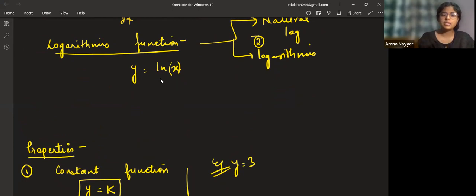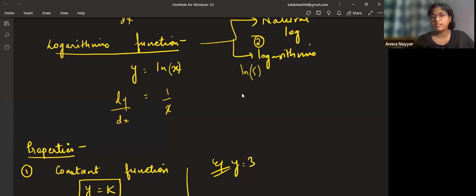So ln x is present. If you differentiate, you just write the reciprocal of it, 1 by x. So ln x, differentiation of it, dy over dx will become 1 by x. Suppose you have ln 5. On differentiation, this will become 1 by 5. That's it. This is just what you have to remember.